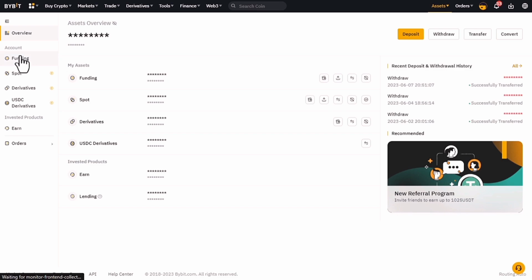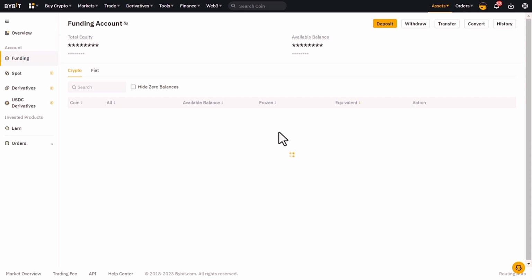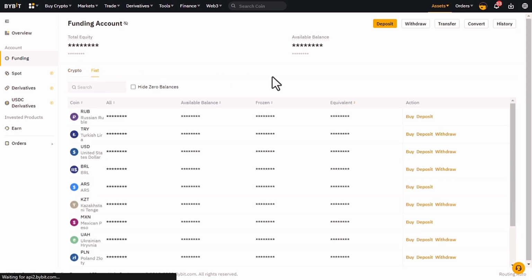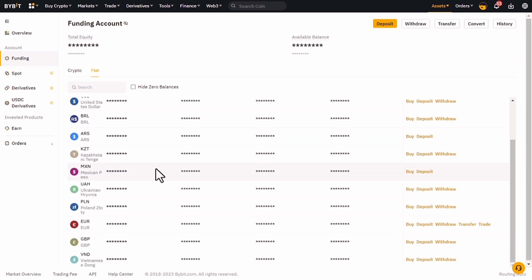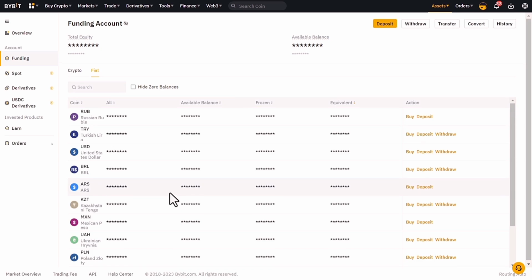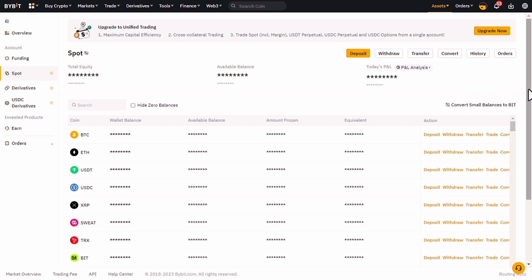The first is your funding account. The funding account is the place where, as I told you before, whenever you deposit a crypto or a fiat, it's going to pop up here. So if you're going to deposit a fiat, it's going to be here. It has Russian rubles, Turkish lira, United States dollar, and so on. These are the listings available on this platform, so you can directly fund your account, and it's going to pop up here.